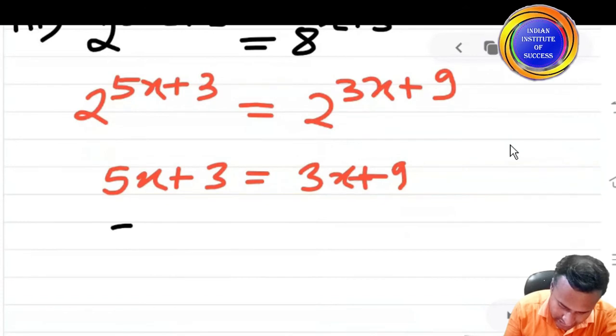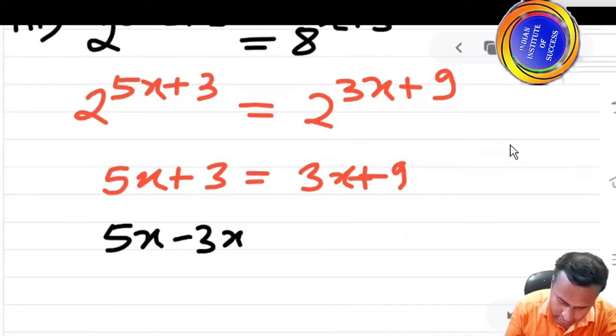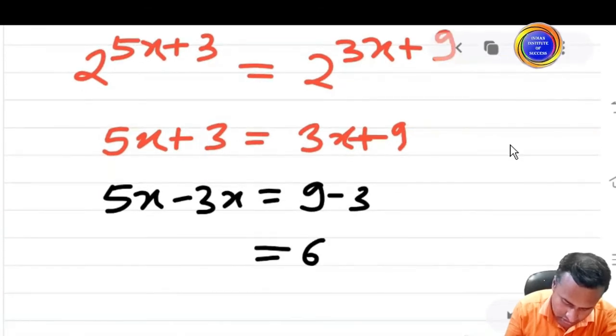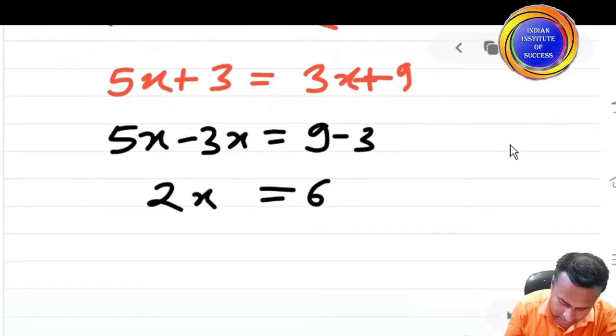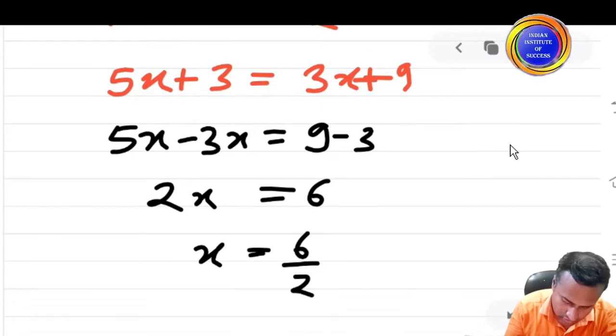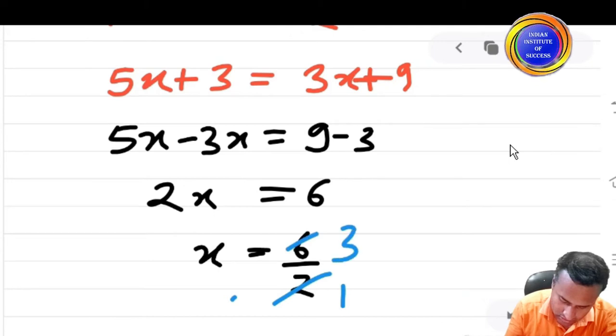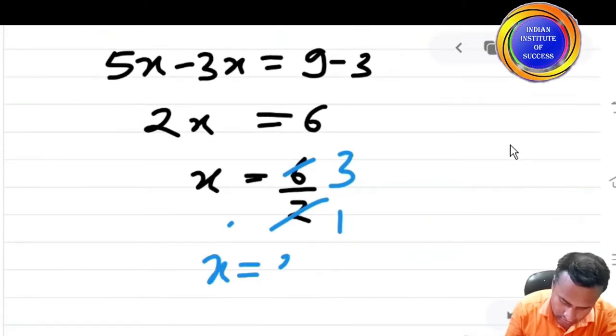So 5x minus 3 equal to 9 minus 3. It is equal to 6. It is equal to 2x. x equal to 6 upon 2. Here you can see 2 into 3 is 6. x equal to 3.